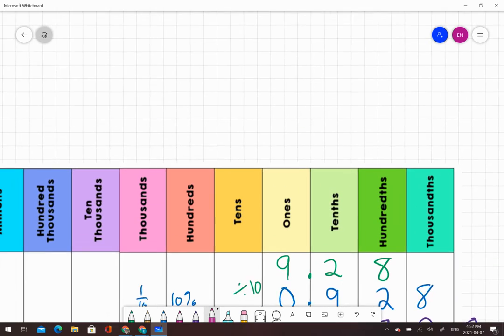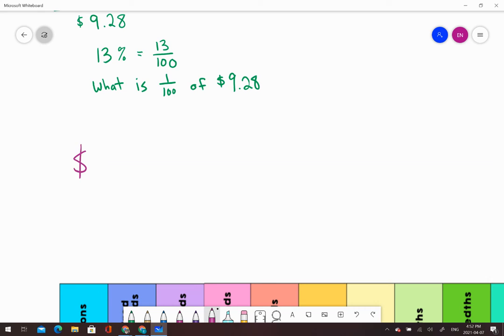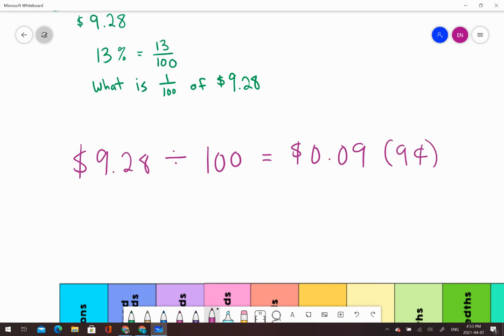I'm going to go back up here and take a look. So $9.28 divided by 100 equals 9 cents. I'm also going to put in brackets the other way we can write it, which is just like this. So now I know how much 1% is. How can I figure out what 13% is? I'm going to take my 1% and I'm going to multiply it by 13.